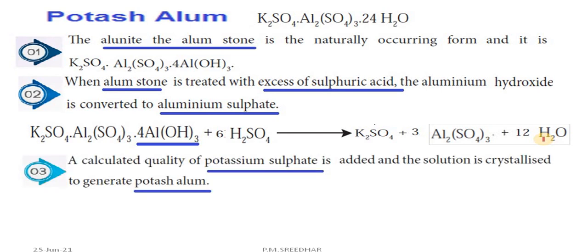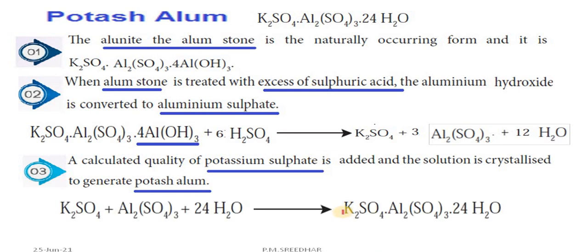Point number 3, a calculated quantity of potassium sulfate is added and the solution is crystallized to generate potash alum. Why do you have to add potassium sulfate? You see the above equation. We have 3 sulfate. In the potash alum formula, we have only 1 sulfate. Therefore, in the solution, there is excess of aluminium sulfate. Therefore, add a calculated quantity of potassium sulfate and crystallize. You get potash alum. If any impurity is present in potash alum, you go for recrystallization. Thereby, we purify potash alum.